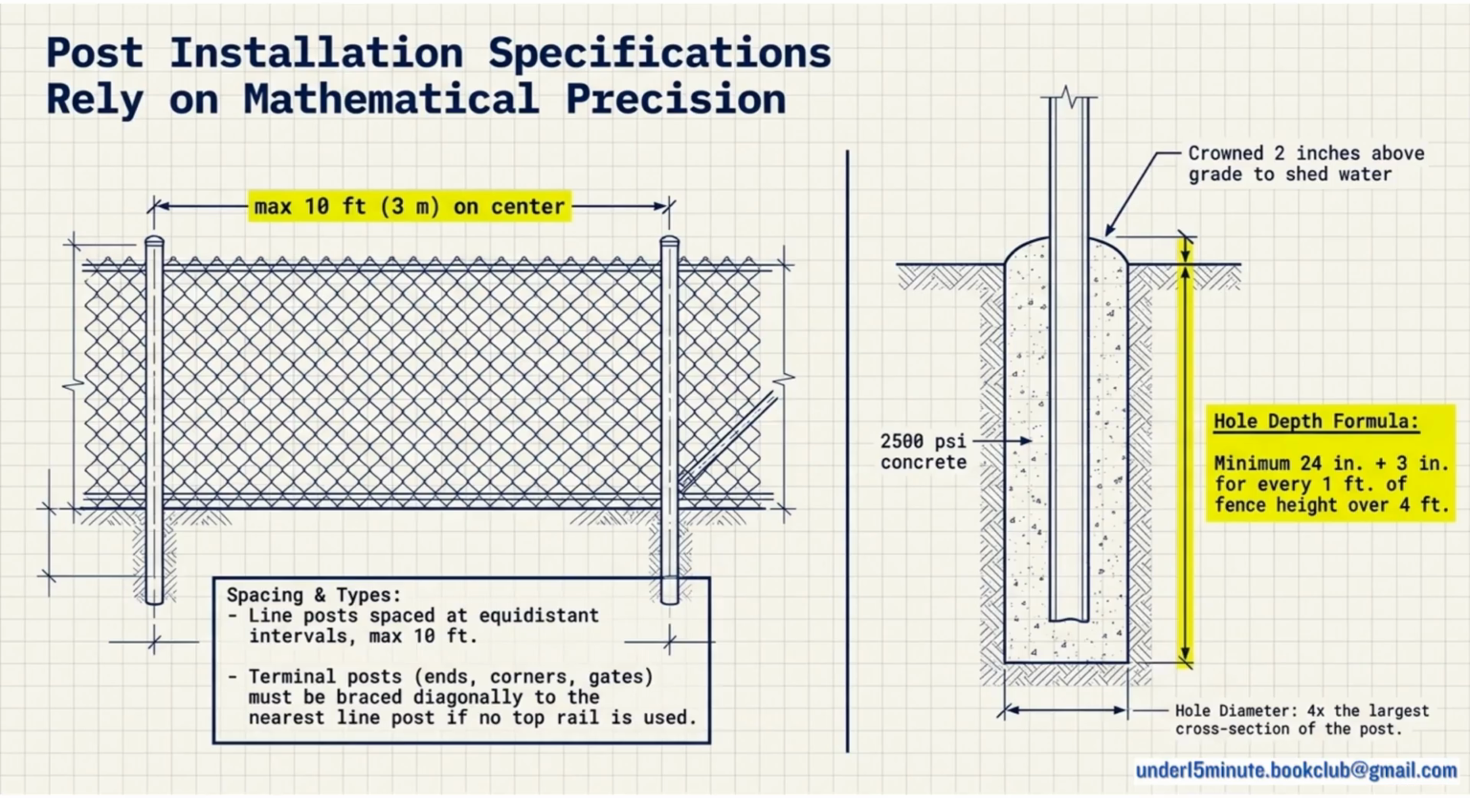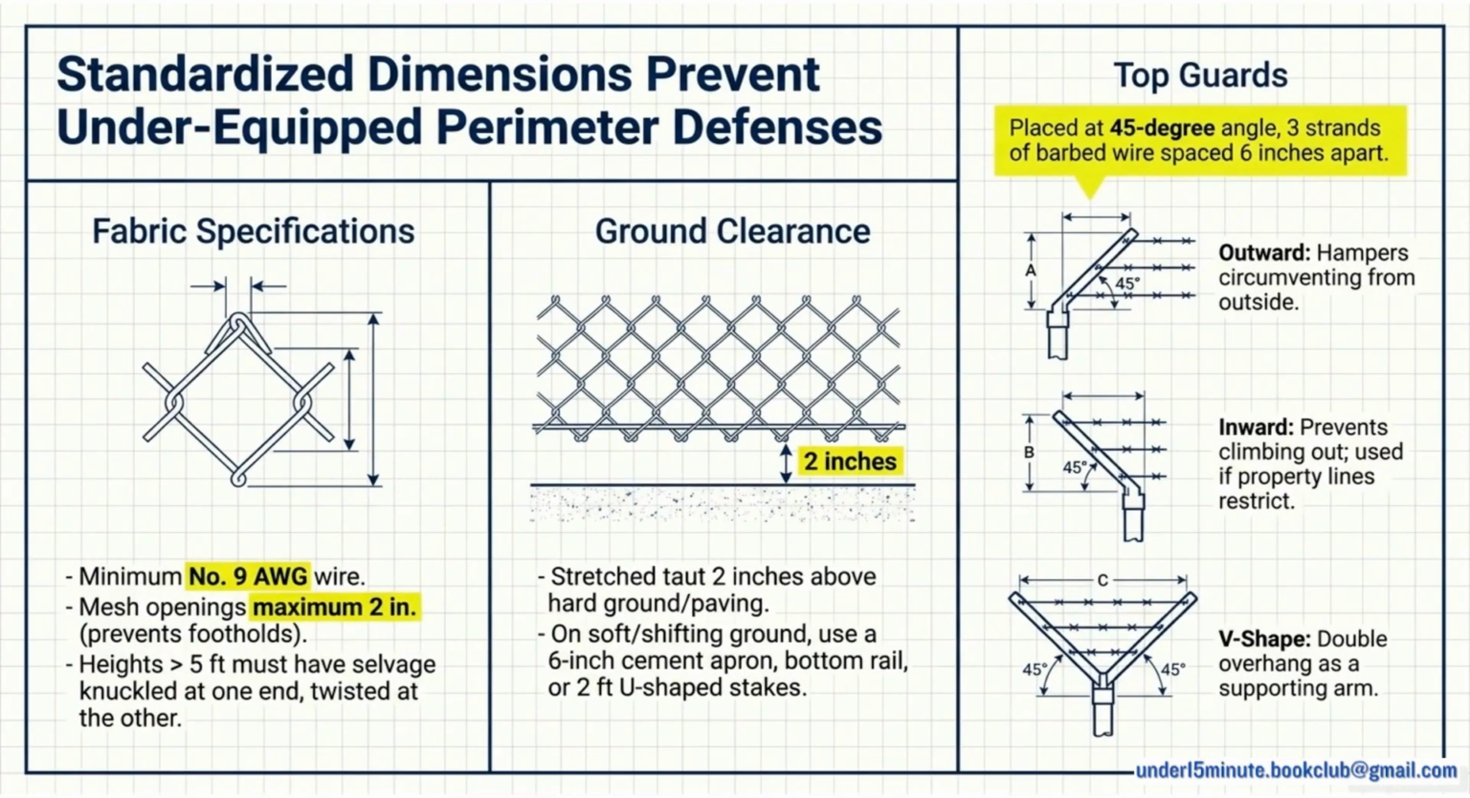The hole depth follows a formula, and the diameter is 4 times the largest cross-section of the post. Standardized dimensions prevent under-equipped perimeter defenses. Fabric specifications require a minimum of No. 9 Aruban Florins wire and a maximum mesh opening of 2 inches. Ground clearance is typically 2 inches.